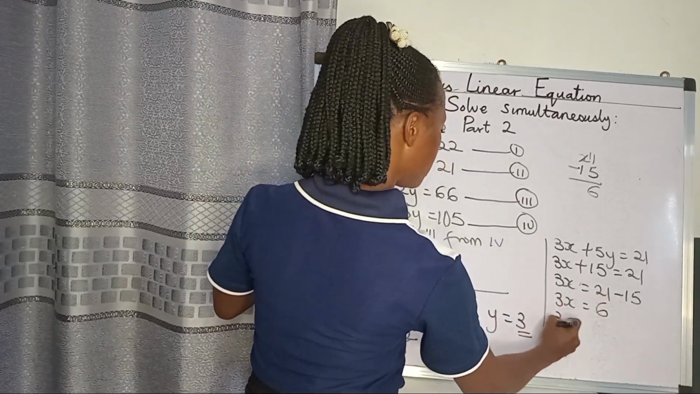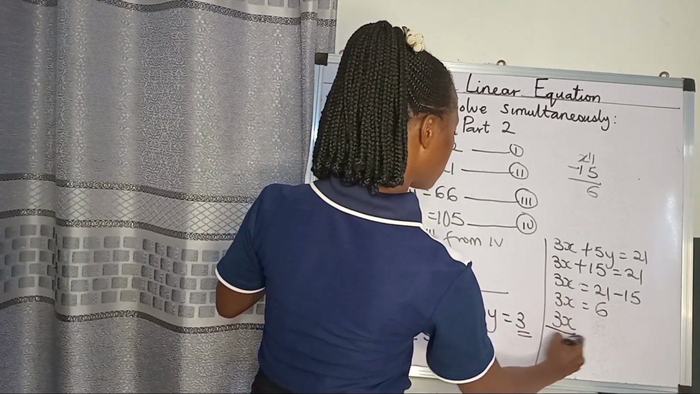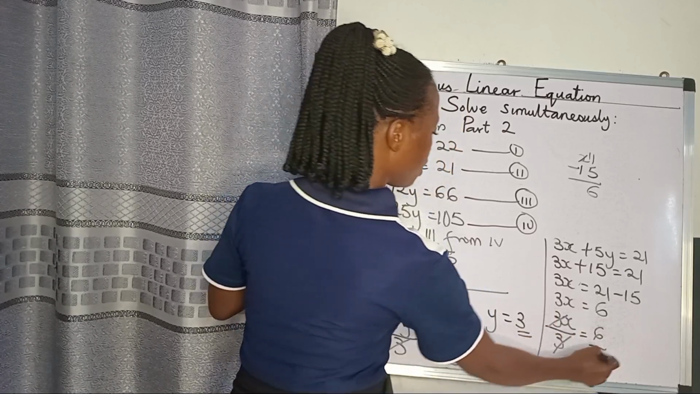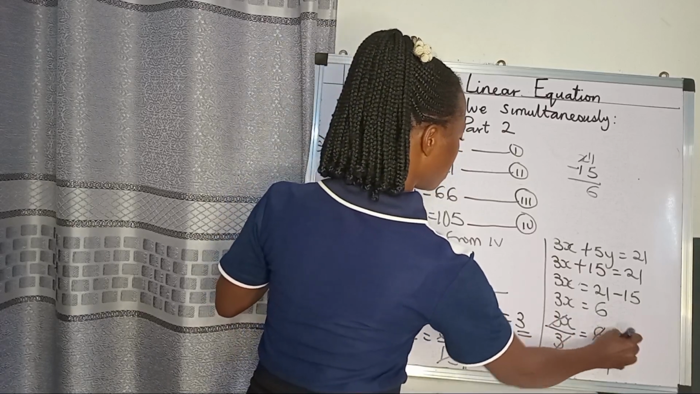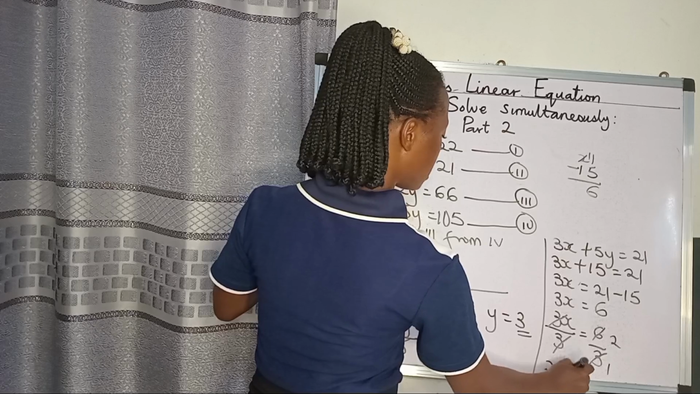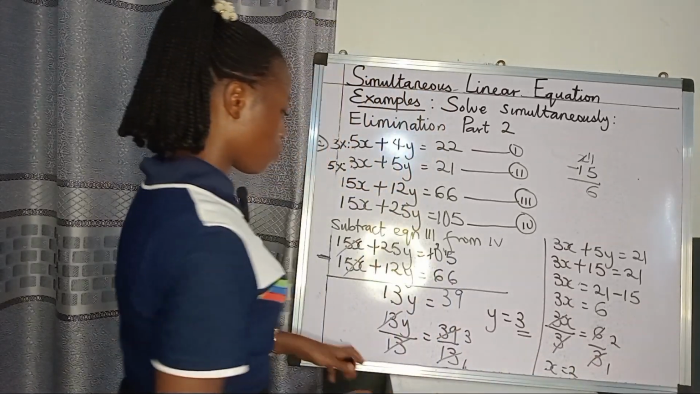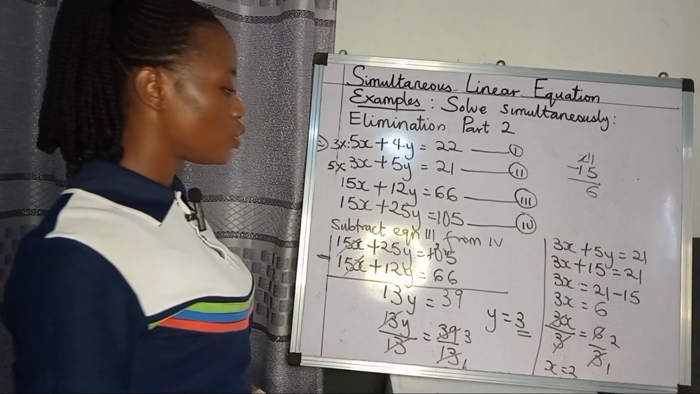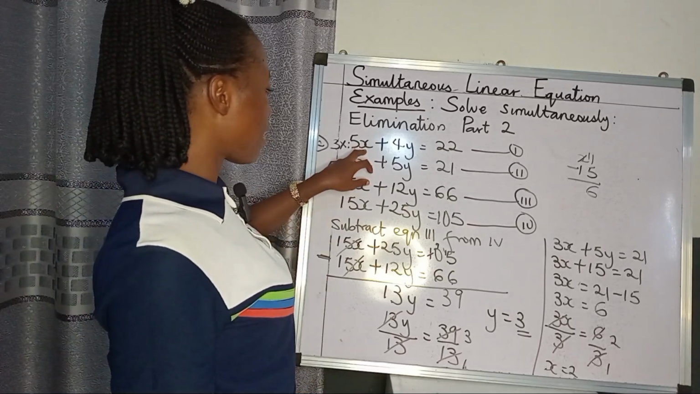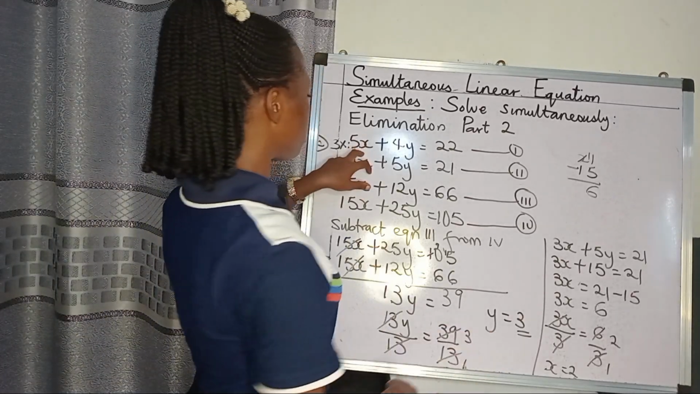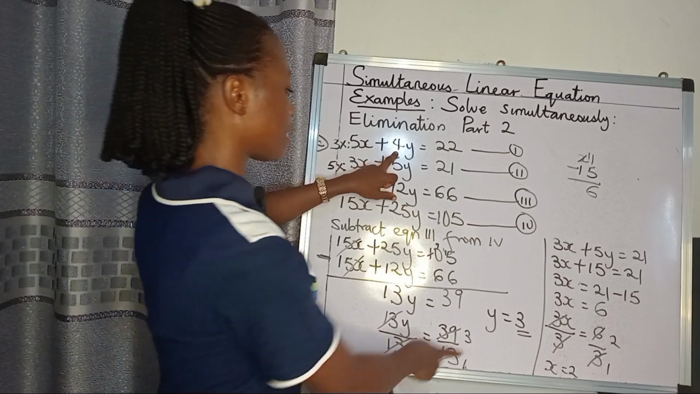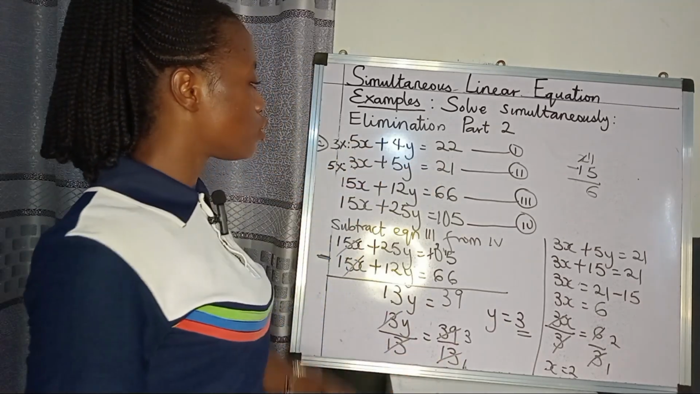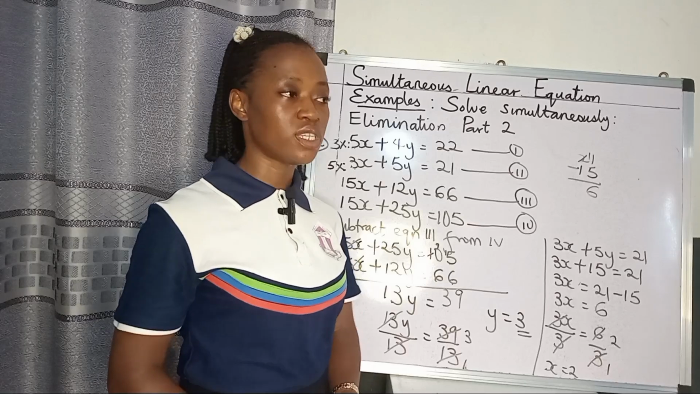Now we divide both sides by the coefficient of x, so we divide both sides by 3. 3 cancels 3. 3 in 6 is 2. Therefore, our x is equal to 2. Now, y is equal to 3 and x is equal to 2. To check if you are correct, 5x, 5 times 2 is 10. 4y, 4 times 3 is 12. 10 plus 12 gives 22. So that means what we did is correct.